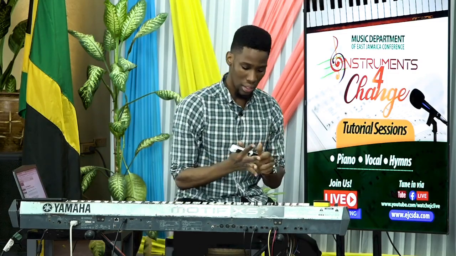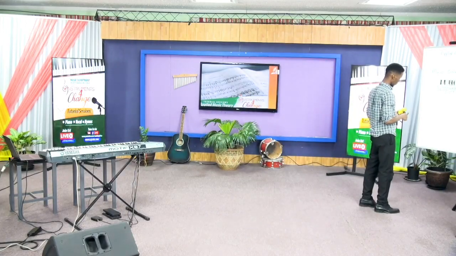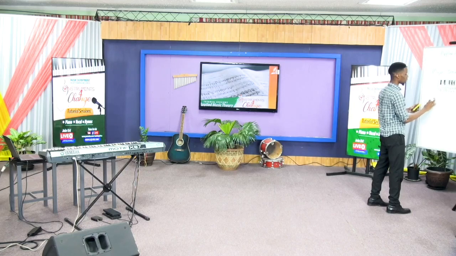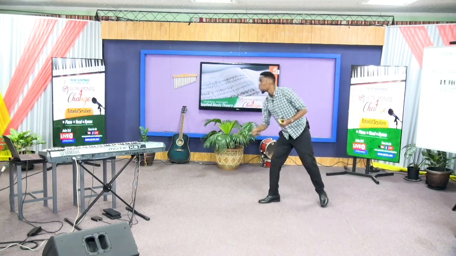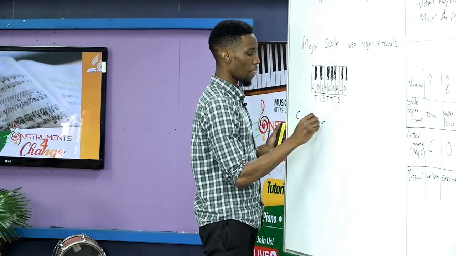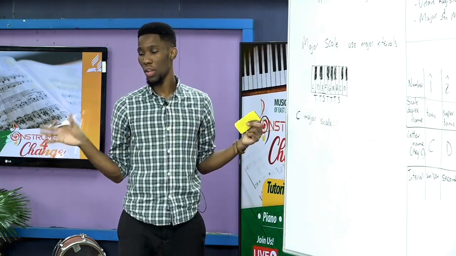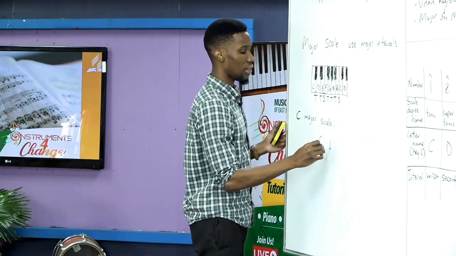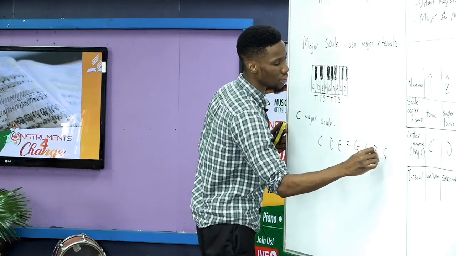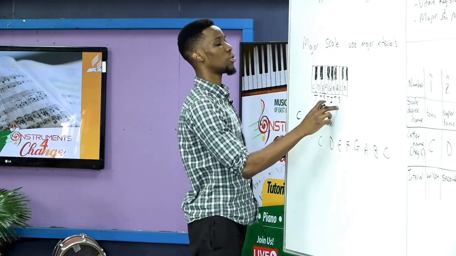So we're in the key of C. If we talk about the C major scale, and when we spell it, we always spell in the order of letters. So we have C, D, E, F, G, A, B, C. Good? And remember we have tone, tone, semitone, tone, tone, tone, semitone.